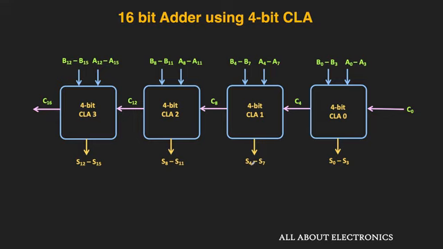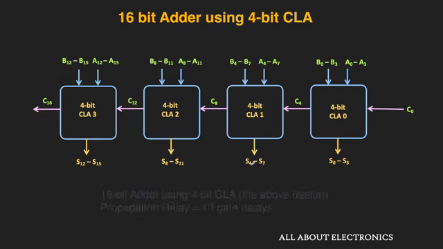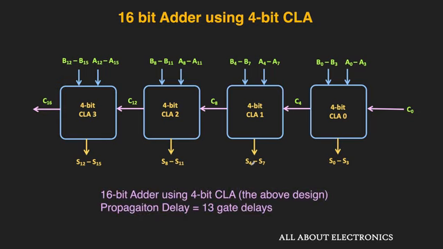This cascading is similar to the ripple carry adder, where the output carry from one stage is given as the input to the next stage. And this design has the best of both worlds. It is less complex than the 16-bit CLA itself, and its propagation delay is also less than the ripple carry adder. For the usual 16-bit ripple carry adder, the stable output is available only after 33 gate delays, right? On the other hand, in this design, the output will be available after 12 to 13 gate delays.